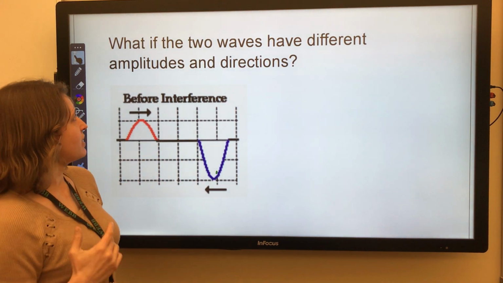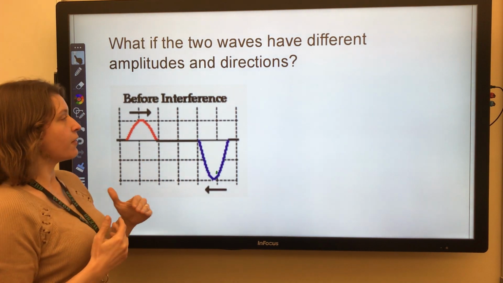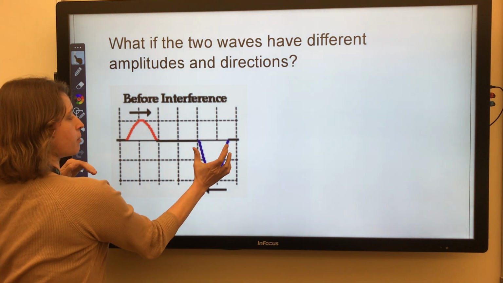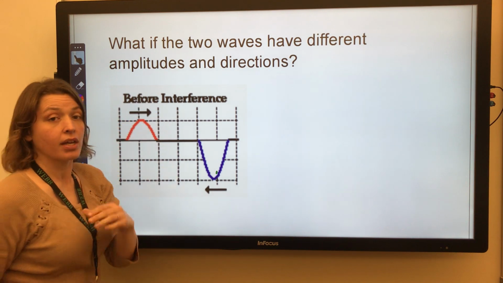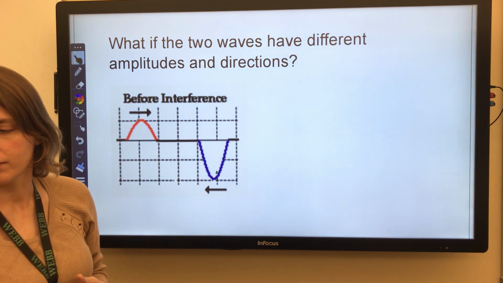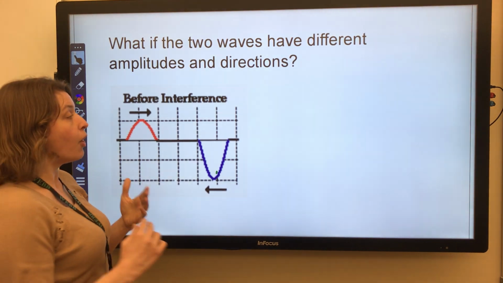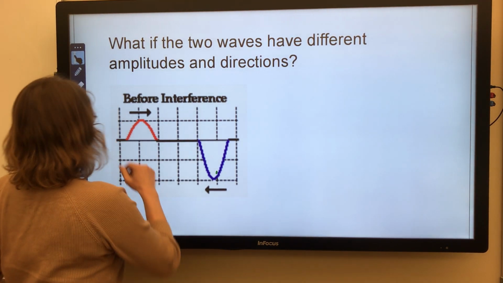What if the waves have different amplitudes and directions? So what if I've got this small red wave and this big blue wave? What are they going to look like when they overlap right in the middle? Well, at that point where they both overlap, you're going to have partial destructive interference.